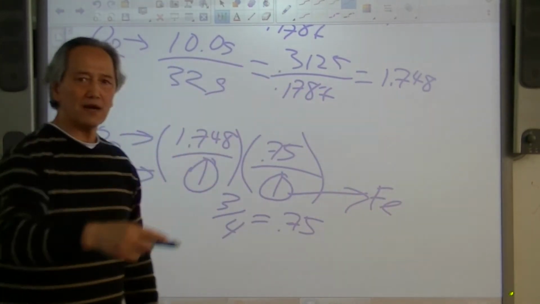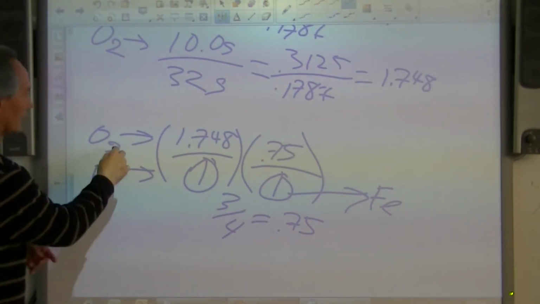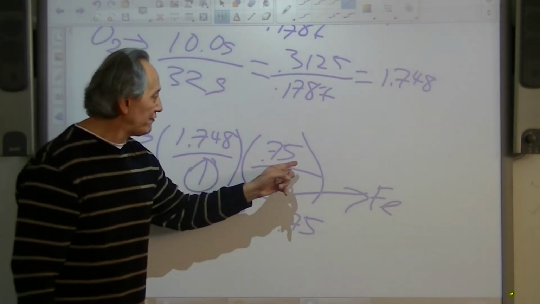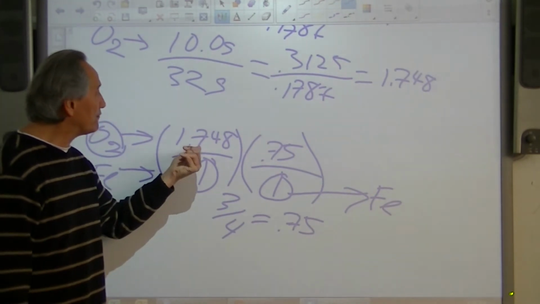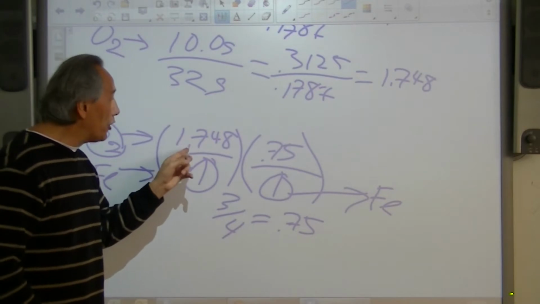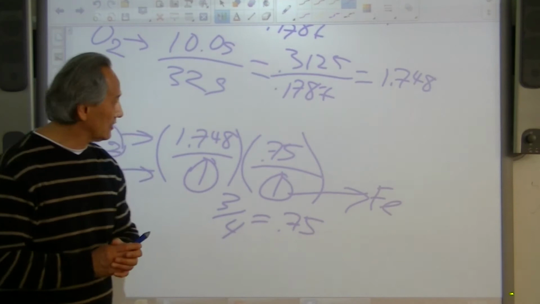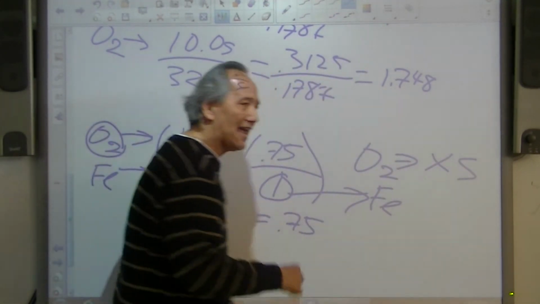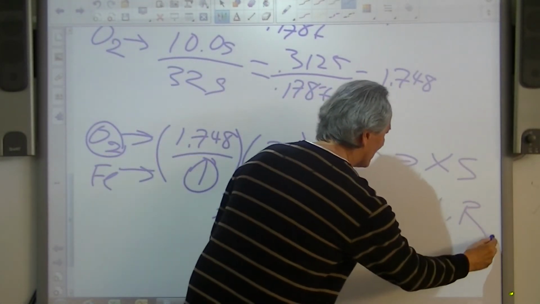Fe, we've got enough there. We don't have too little, we don't have too much. Now we're going to look at the O2. The actual ratio is 0.75 from the balanced chemical equation, but we in fact have 1.748. So that tells me that I have too much of the O2, 1.748 compared to the 0.75 that I actually need. So this O2 will be my excess, and the iron in fact will be the limiting reactant.